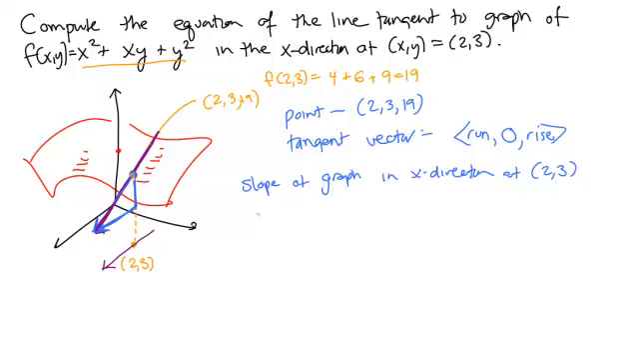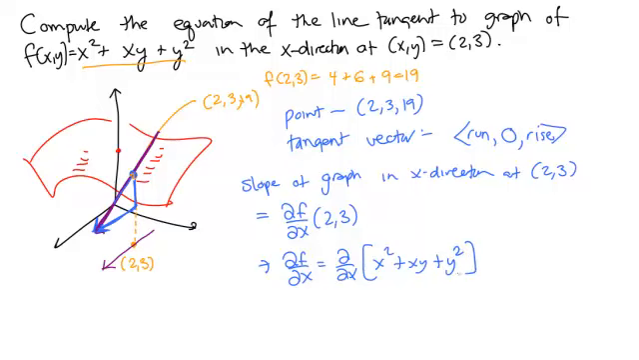The slope of the graph in the x direction is just del f del x, evaluated at the point (2, 3). So let's work that out. Let's first figure out what del f del x is. We'll differentiate the function x squared plus xy plus y squared in terms of x. When we differentiate x squared, we get 2x. When we differentiate xy, remember that y is treated as a constant, so we just have y. Finally, when we differentiate y squared, since y is a constant, this is a constant, its derivative will be 0.